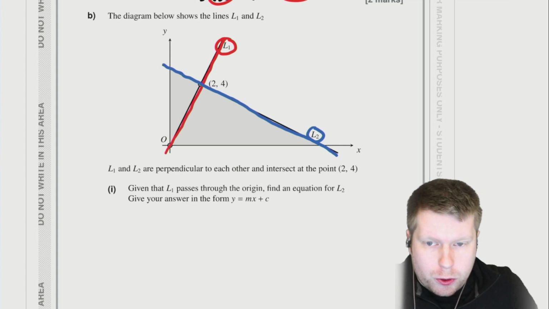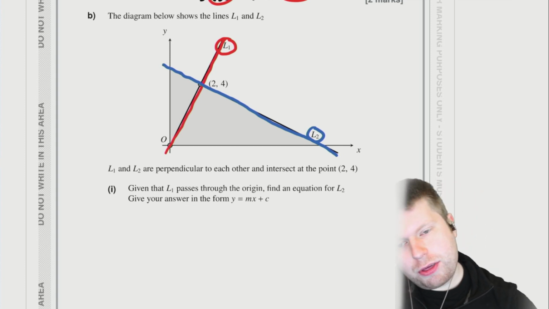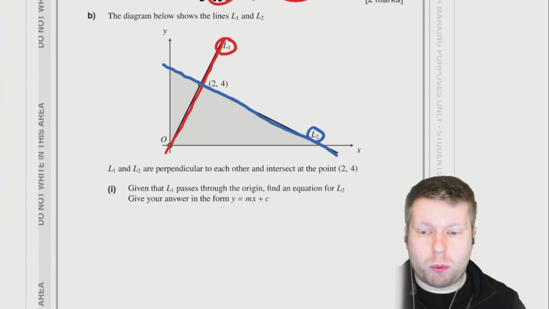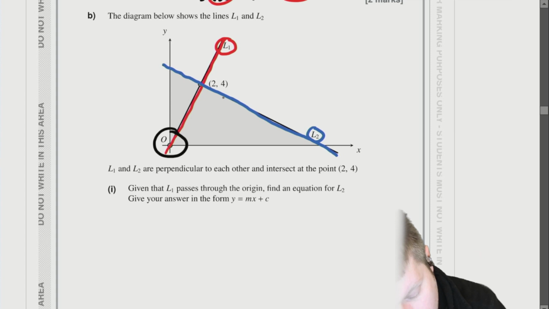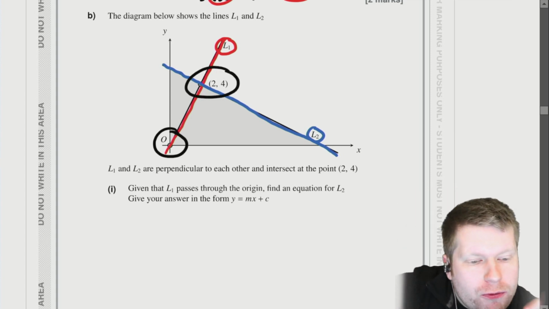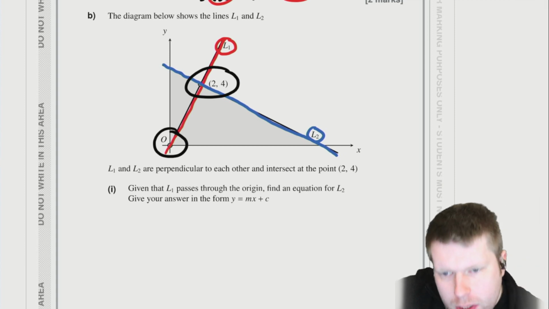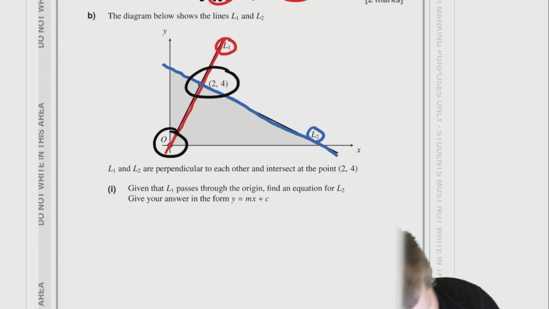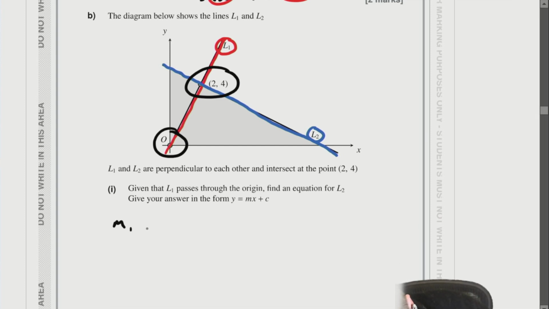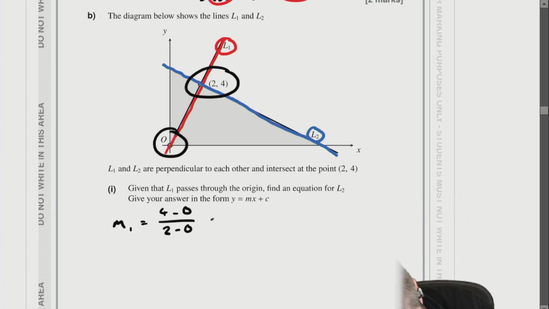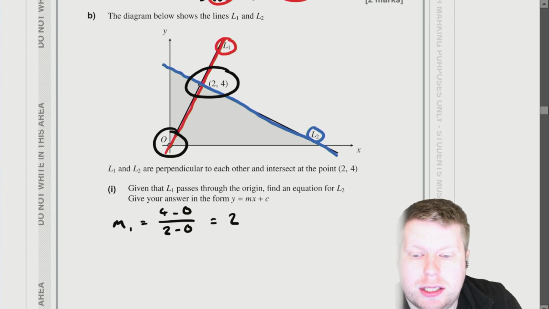Okay, so remember that we can think about this as 2 perpendicular lines. So as a result, if we find the gradient of L1, which we can absolutely do because we have 2 points which lie on the line, we can't find the gradient of L2 because we only have 1 point to work with for L2. But we can find the gradient of L1. So the gradient for L1, I'm going to call this m1, is going to be equal to 4 take away 0 divided by 2 take away 0, because remember the origin is 0, 0 here. So 4 divided by 2 basically is going to give me the gradient of 2.